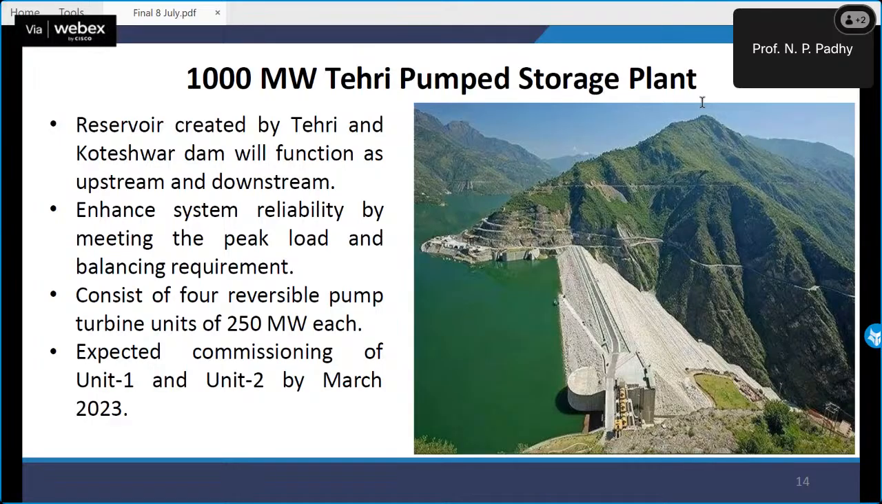It consists of 4 reversible pump turbine units of 250 megawatt each. Expected commissioning of units 1 and 2 by March 23. This is a very old slide basically, so by this time it might have been completed.